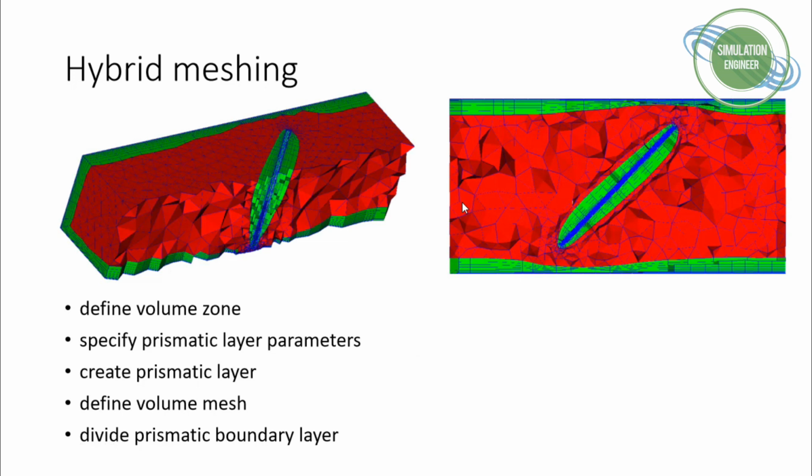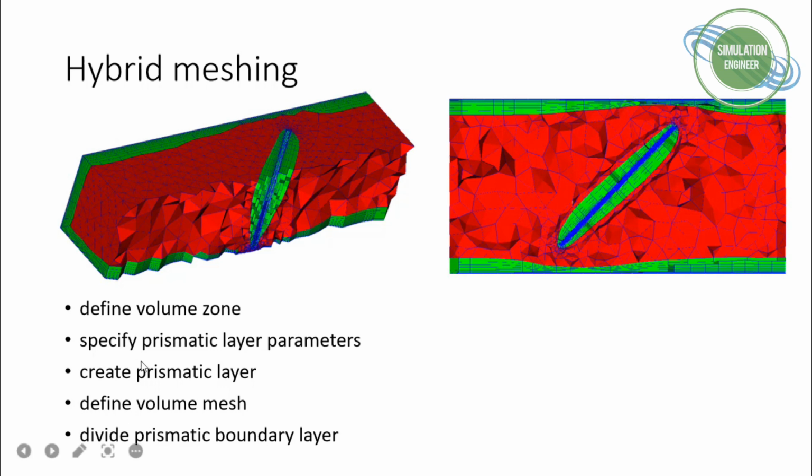And then we will move on to the hybrid meshing. So in other words, we will be generating our complete tetrahedral plus prismatic layer of cells combination to form a fully complete volume mesh. So we will define first of all the volume zone, and then we will specify the prismatic layer parameters and choose the specific patches on which we want to generate our hybrid mesh or the prismatic layer.